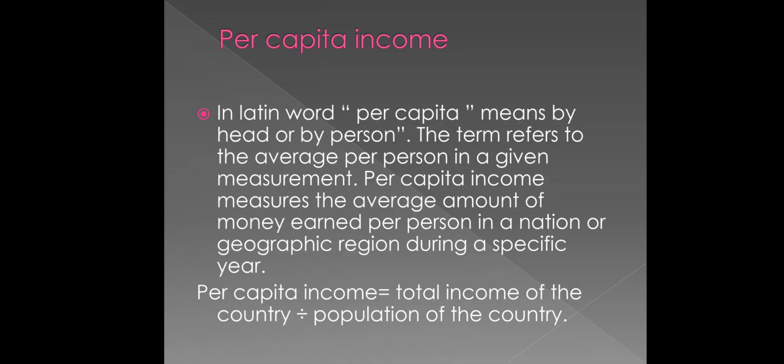Next, per capita income. Per capita income is nothing but the income of the country divided by the population of the country. The term refers to the average per person in a given measurement. The per capita income measures the average amount of money earned per person in a nation or geographic region during a specific year. Let's understand per capita income with an easy example. If the total income of the country with a population of 50,000 people is rupees 50 lakh, then the per capita income of that country will be 500 rupees.